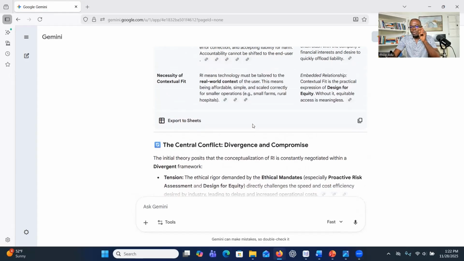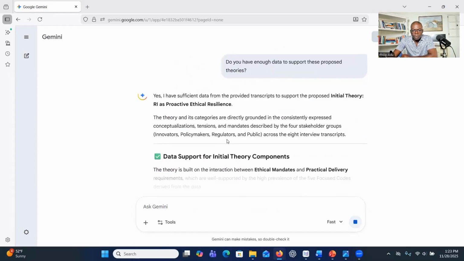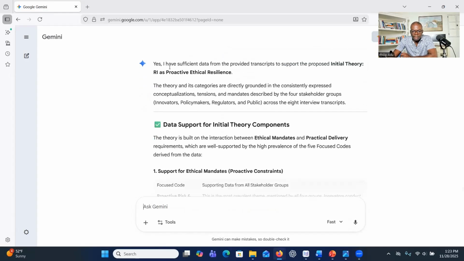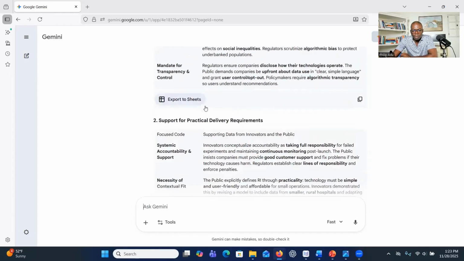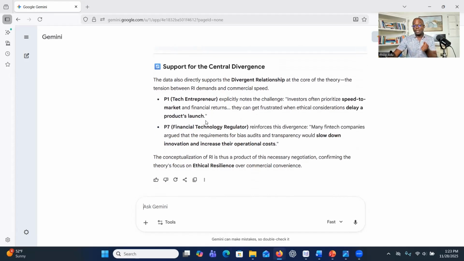At this time, it looks like we have enough data. So I'm asking whether it has enough data to support these theories. And the system says, yes, I have sufficient data from the provided transcript to support the proposed initial theory. And then the system provided evidence, right? Perfect. So this is what I have for you.